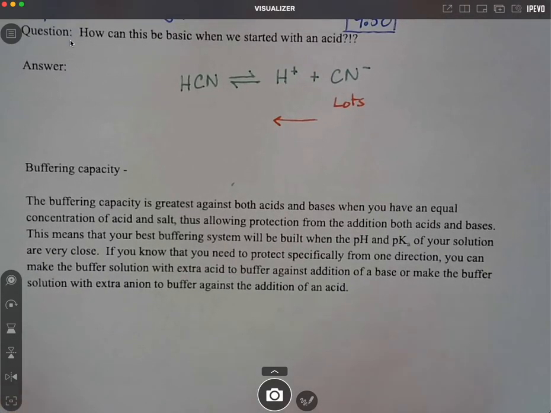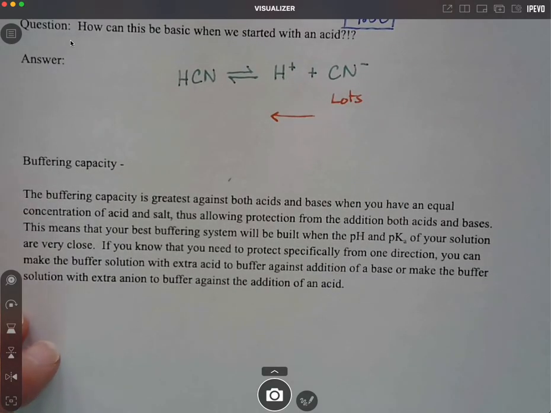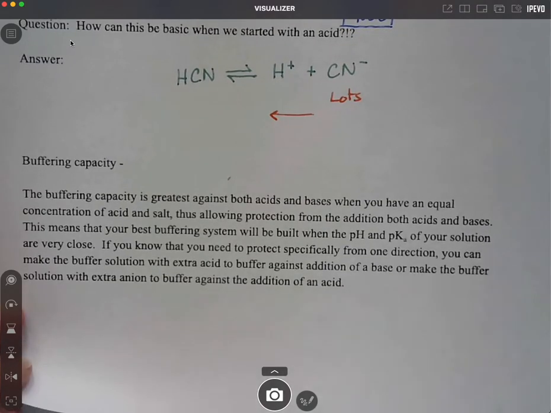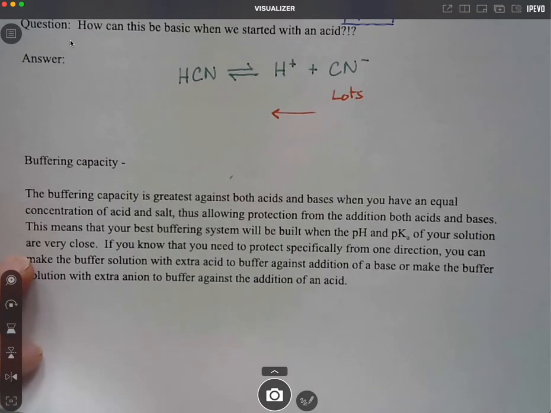What this means is that you're going to get your best buffering system when the pH and the pKa of your solution are really, really close. So when you pick an acid to start with to build your buffer solution, pick one that's got a pKa really close to the pH that you desire. If you know that you need to specifically protect from one or the other, you can make the buffer solution with extra acid to buffer against the addition of base, or make it with extra anion to buffer against the addition of acid. Usually you know when you're preparing your buffer solution what you need the most protection from.